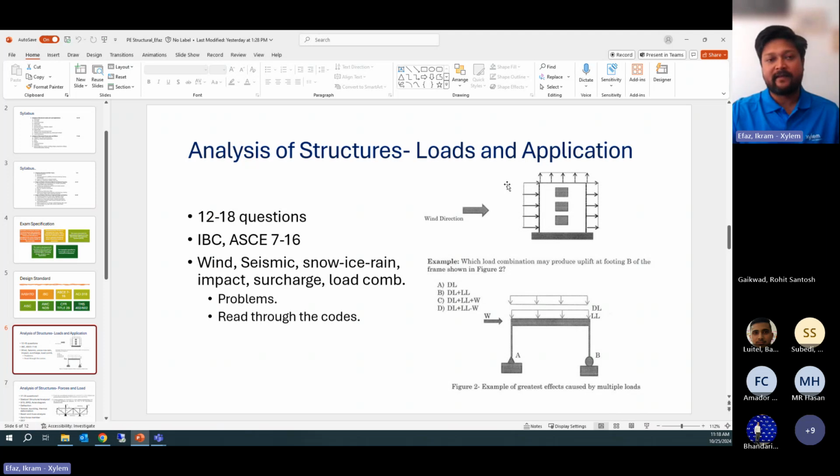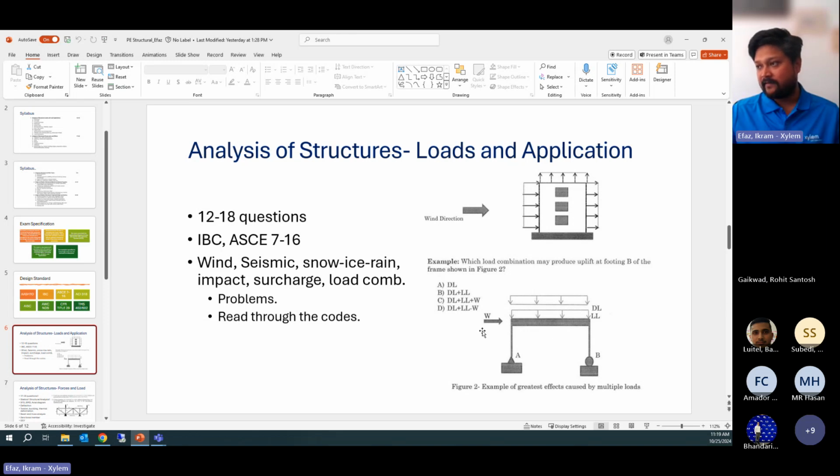Seismic, we know Texas doesn't have seismics, but in the PE exam, there will be some seismic problems too. So you have to know how to calculate the base shear based on those seismic loads. You have to know ASCE 7-16 to know the seismic map and the wind map. So these are very important. You have to know these codes. And also, I have seen a lot of times snow and ice load appear in the exam. For example, there is a problem in the load combination.